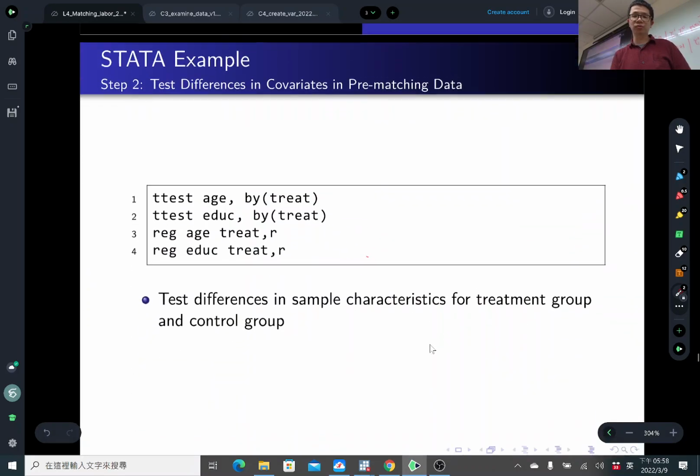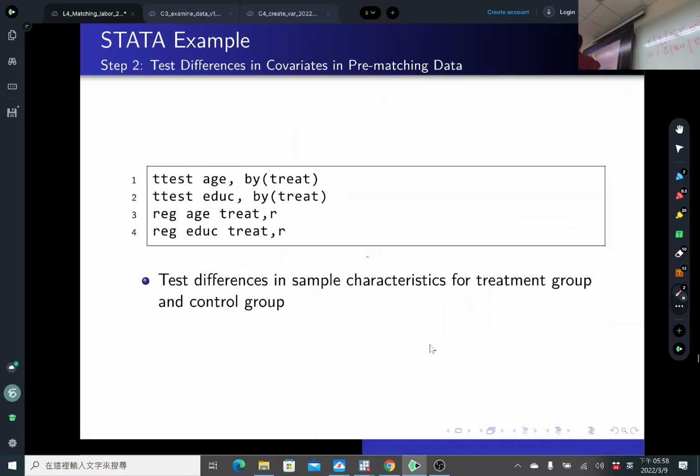Okay, and you also try to test the difference in the covariates. Okay? Because treatment group and control group, their characteristics are different. That's why you need to use matching. If they are already similar in terms of all characteristics, that means they are very comparable, means you don't need to use any method. Maybe the data is from randomized control trial. Okay. But actually, they are very different.